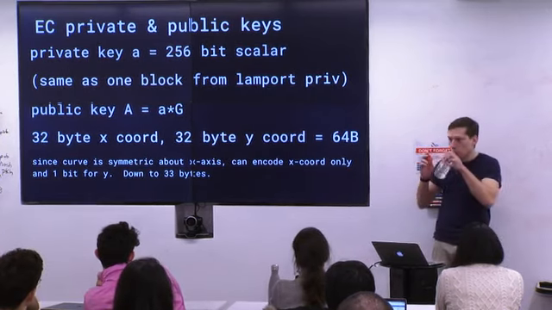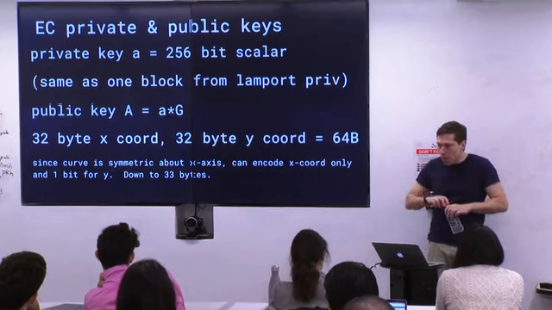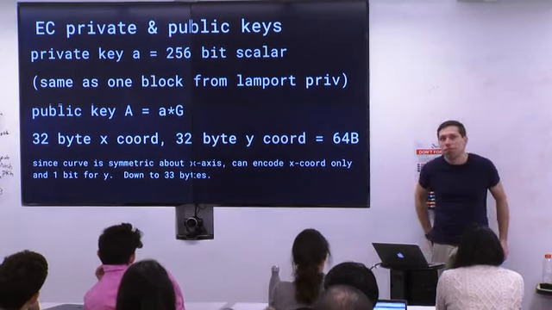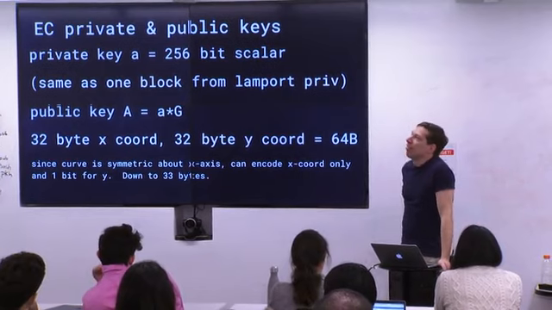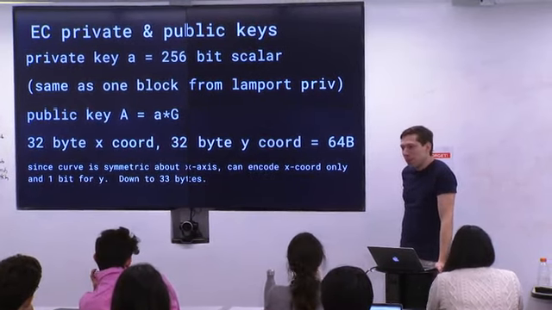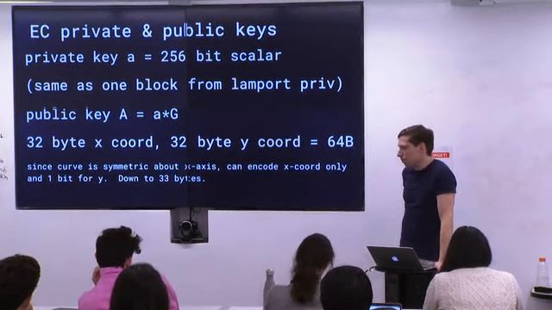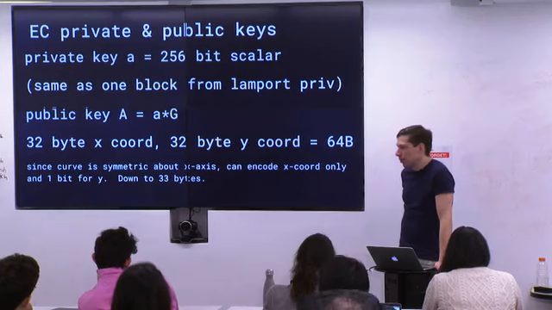Could you encode an angle and same up and down? Could you just put an angle? Probably, but I don't think it would be smaller. I think you'd probably have the same size if you use some other coordinate system.